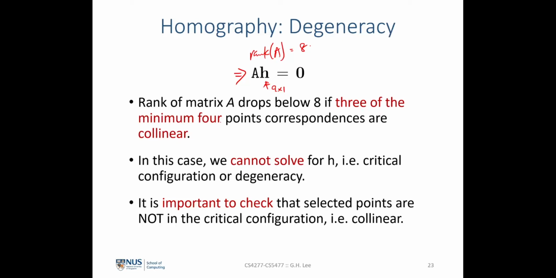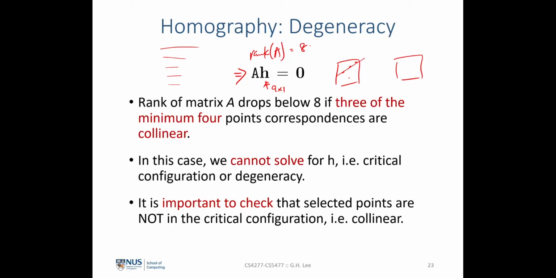3 of the 4 minimal point correspondences are collinear. This means that I have the correspondences and 3 of them lie in a straight line and 1 of them is outside the straight line. So these 3 points become linearly dependent on each other because they all lie in a straight line. Given any 2 points, I'm able to compute the third one. So they are not linearly independent, and hence the overall rank of A will drop below 8. This means that the total number of constraints, given by the linearly independent rows in A, will no longer be equal to 8.